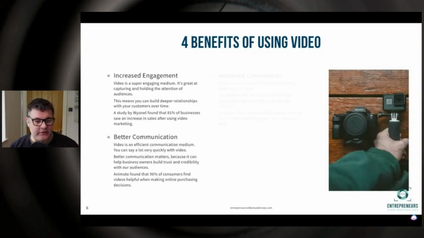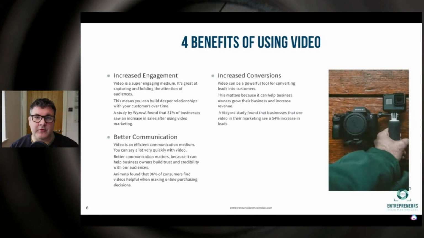Also, video is super efficient at increasing your conversion rate. Conversion rate is fundamentally the number of people. So you get 100 people, let's say, that visit your website or watch your video, and then a percentage of those people will go on to then transact with you, buy with you, and work with you. That percentage is called a conversion rate.